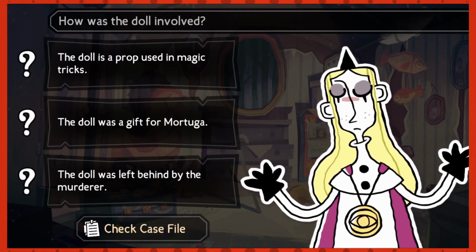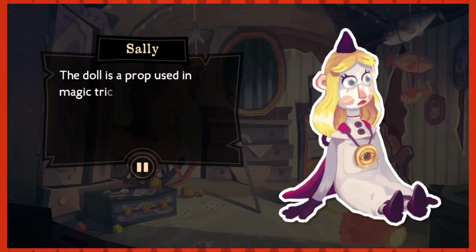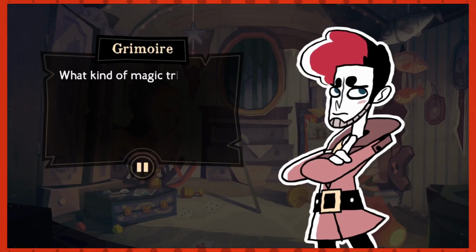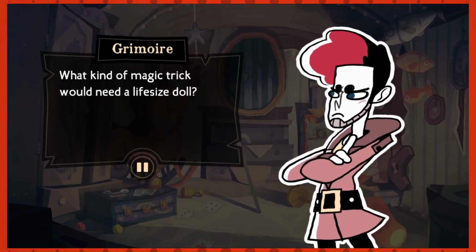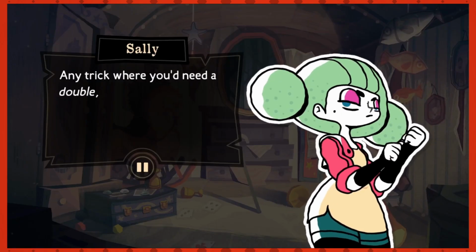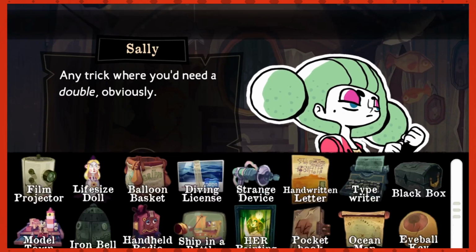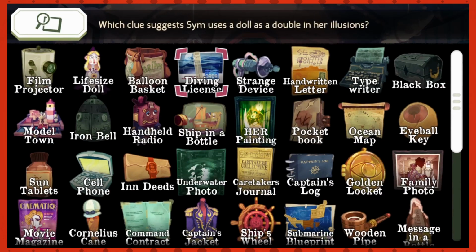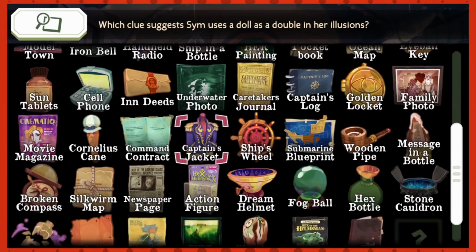The doll was a gift from Mortuga. The doll was, yeah. The doll is a prop used in magic tricks. What kind of magic trick would need a life-size doll? Any trick where you need a double, obviously. Which clue suggests Sim uses a doll as a double in her illusions?